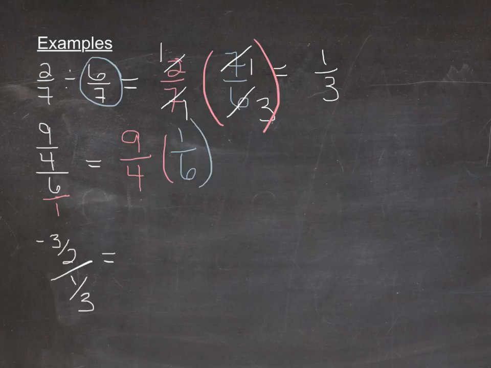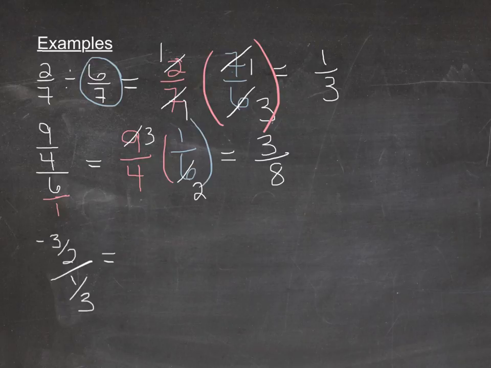So now I have 9/4 times 1 over 6, and again I look to see if I can cross-cancel. So 1 and 4, well that doesn't matter because it's just a 1. 9 and 6 have a common factor of 3, so I can divide them both by 3. So now I have 3/4 times a half, so I end up getting 3 over 8. So 3 times 1, and then 4 times 2 gives me this answer here.